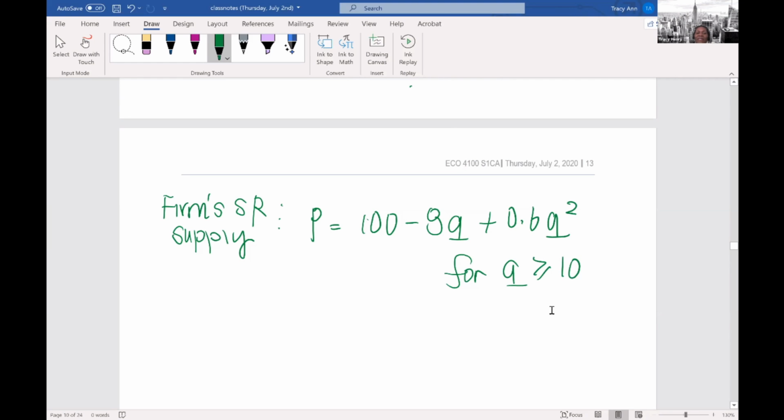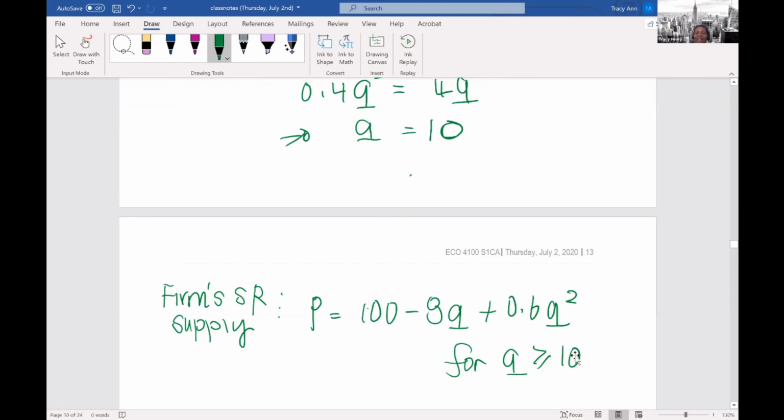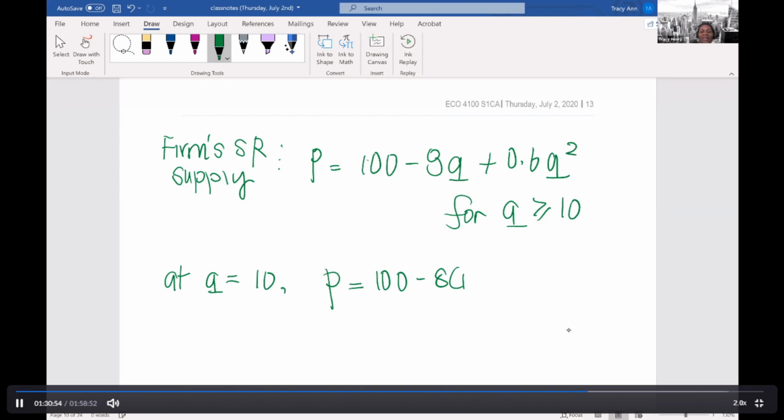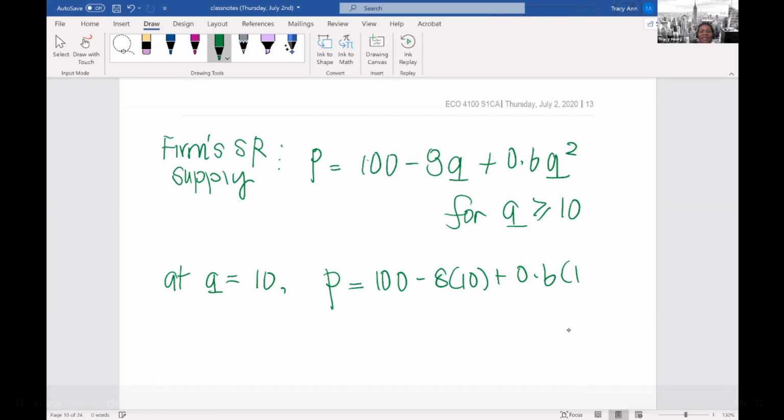So since I know this is true for my short-run supply curve, for any quantity greater than 10, the firm will supply it. And I can also figure out that at Q equal 10, the price is equal to 100 minus 8 times 10 plus 0.6 times 10 squared. And you'd work this out and you'll find that that price is equal to, somebody's telling me, 80. Thank you so much for telling me. So that price is equal to 80.